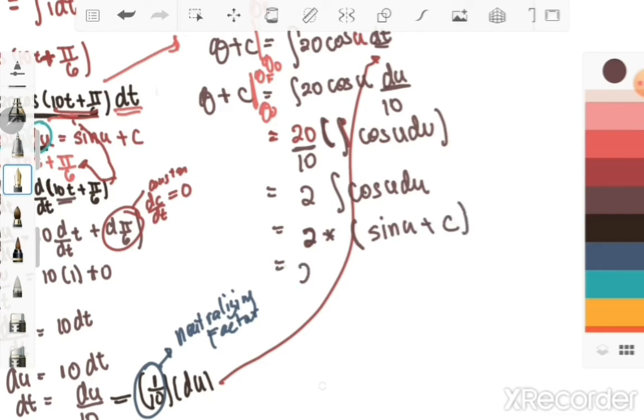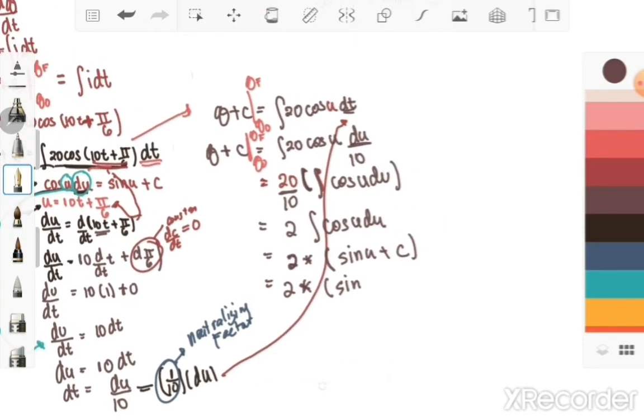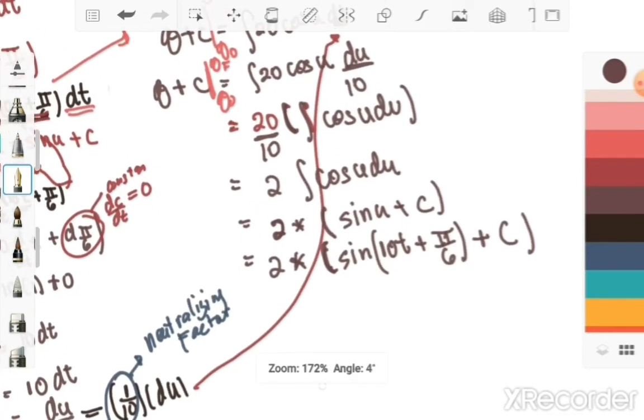So, you have 2 multiplied by, what is your sine u? Your sine u is equal to sine of 10t plus pi over 6, plus c. Right? Is that correct, guys? That's correct, guys. Right? That is your answer.